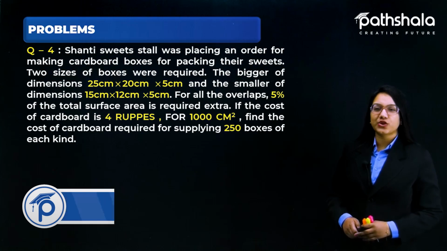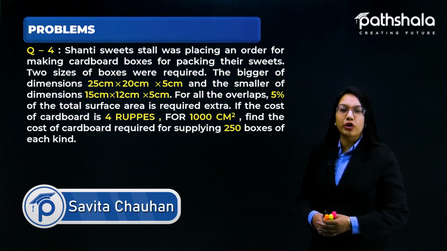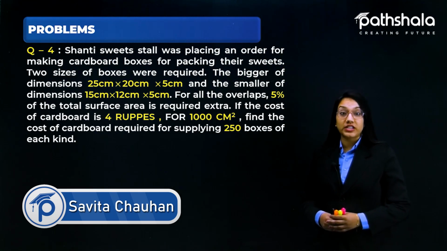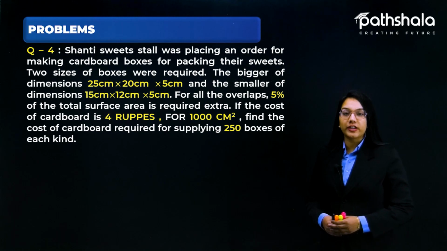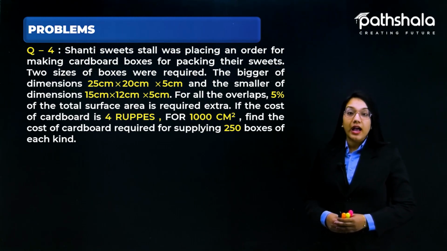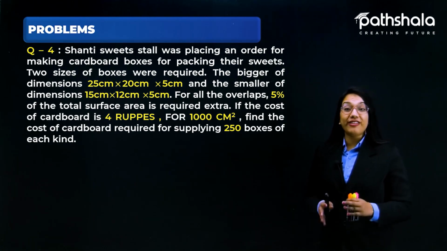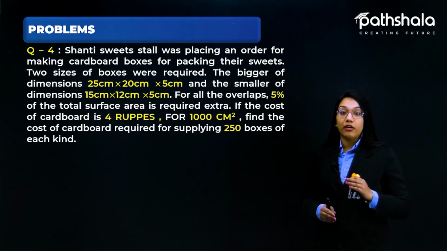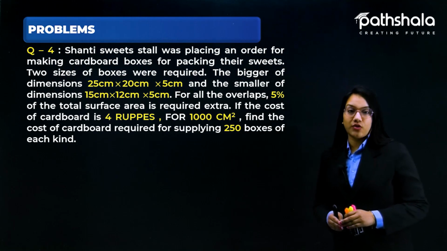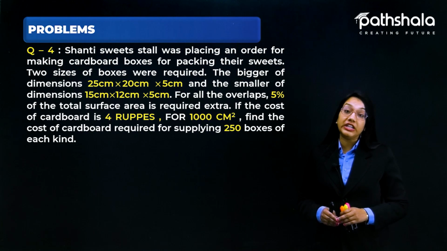Now let's see the next question, question number 4, which says that Shanti's sweet stall was placing an order for making cardboard boxes for packing their sweets. 2 sizes of boxes were required, the bigger of the dimension 25, 25 and the smaller of the dimensions which are given. For all the overlaps, 5% of the total surface area is required extra. If the cost of the cardboard is 4 rupees for 100 centimeter square, find the cost of the cardboard which is required for making 250 boxes of each kind.